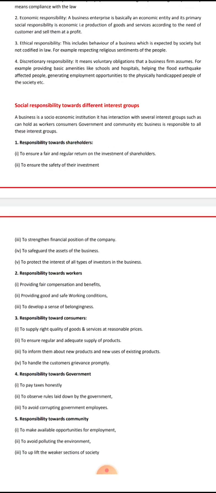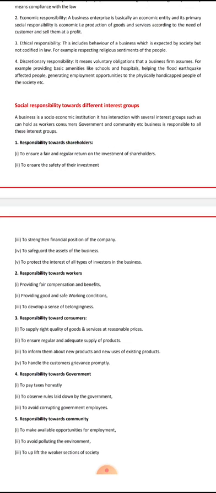So the first is responsibility towards the shareholders. Here we will understand what is the responsibility of a business firm towards its shareholders. The first is to ensure a fair and regular return on the investment of shareholders. Second, to ensure the safety of their investment. Whatever the investment shareholders are doing, it's the responsibility of business firm to ensure its safety.